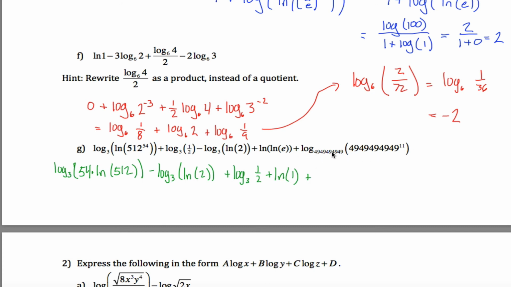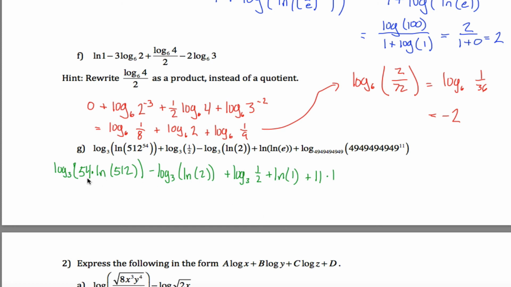And then here I have my third log rule. I have an exponent that I can bring down in front, that 11. And then the log base, whatever that is, I'm pretty sure those are the same number. So I'm not even going to bother writing it. That's just equal to 1. So I get here.